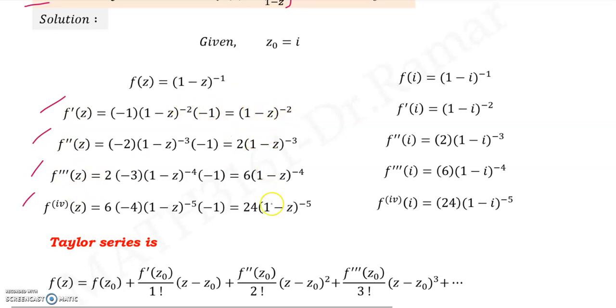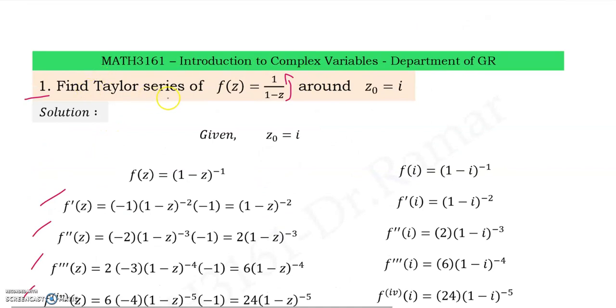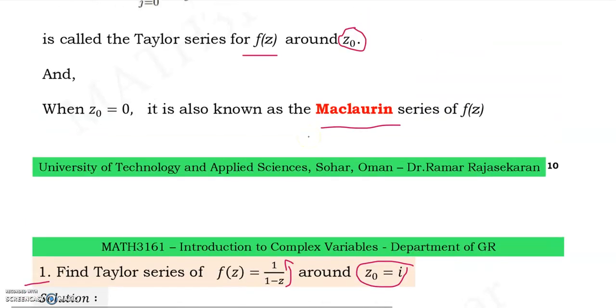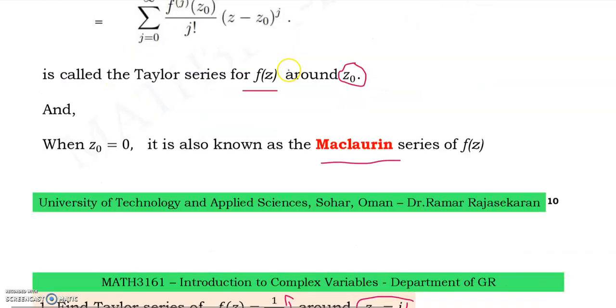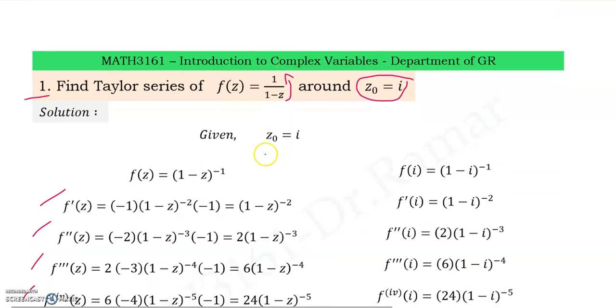So I write here 4 derivatives of the function. Now to find the Taylor series, we need z0. What is z0 given in the question? Given z0 is equal to i. So now to find the Taylor series, what you have to do? We have to find the function value at z0 and the derivatives at z0. Now our z0 is i.